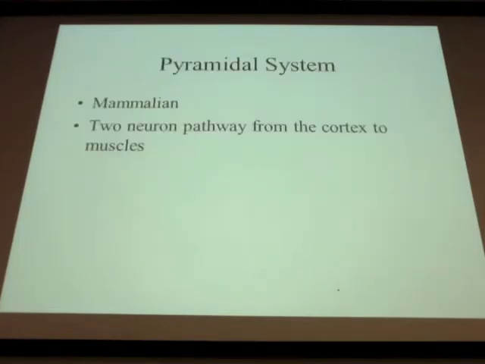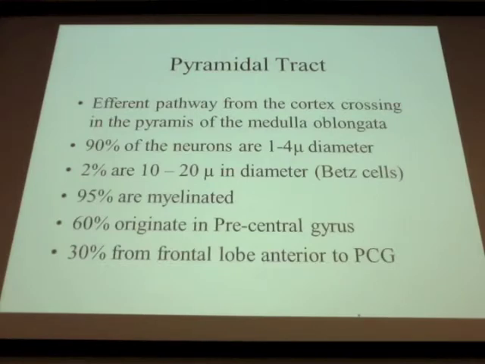So the pyramidal system is a mammalian system. It's very simple. It's only 2 neurons that go from your brain to the executor, the alpha motor neuron. So it's not complicated really at all. Most of the neurons are quite large. They're all myelinated, or almost all myelinated, and almost all of them are in the pre-central gyrus, or in the gyrus right next to it. So pre-central gyrus, frontal lobe.